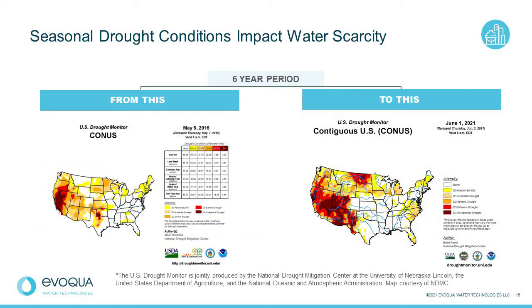Water scarcity is another prime driver for treated wastewater reuse. This slide shows the increase in drought conditions over the last 6 years in the United States. The Western and Northern Plains states have had a particularly extensive increase in drought severity, but even the Eastern Seaboard has been experiencing more severe drought conditions.